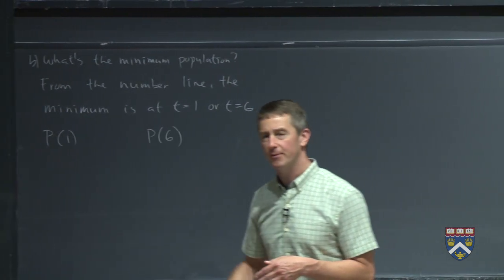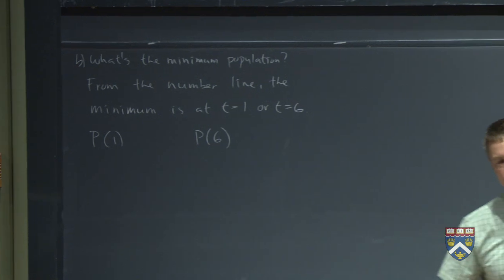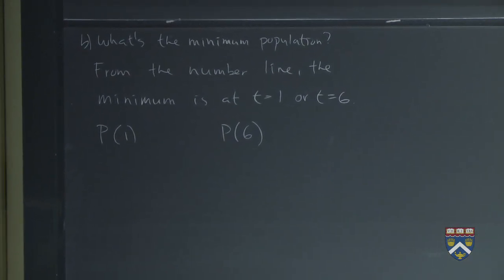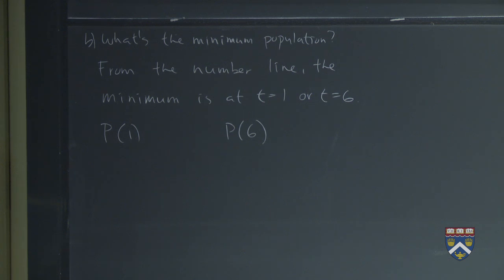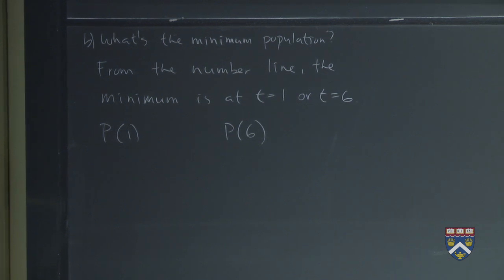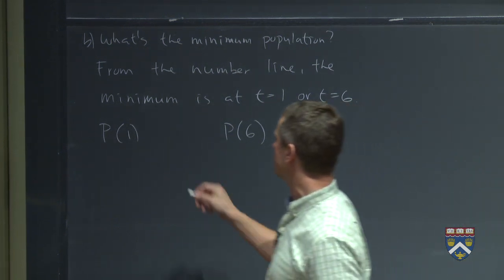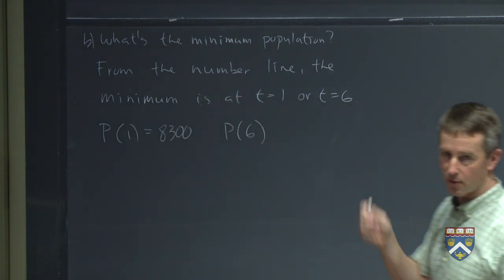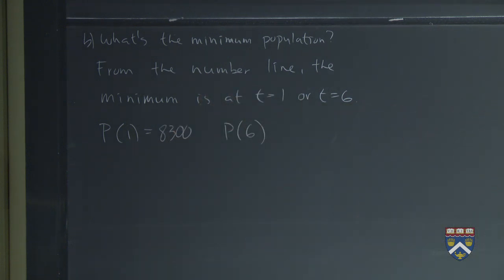P of 1 should definitely be less than what number? It should be definitely less than 9,000, right? Because if you look back at the number line, the population at 0 was 9,000, and we decreased until time 1. And in fact, P of 1 is 8,300 if you plug 1 into that formula that we just came up with.